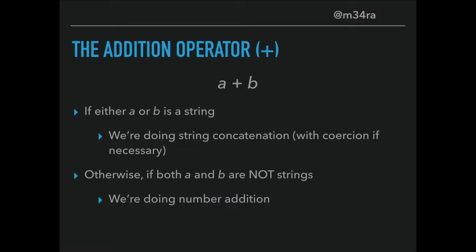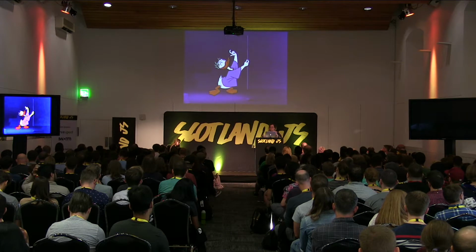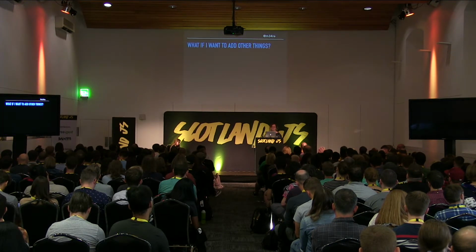So at this point, I think we've got enough data to come up with a working model of how addition works in JavaScript. For the expression a plus b, if either a or b is a string, we're doing string concatenation with coercion if necessary. Otherwise, if both a and b are not strings, we're doing number addition. So at this point, I'm feeling kind of like this. We've got this great model, we're cruising through this, so let's try something a little more interesting.